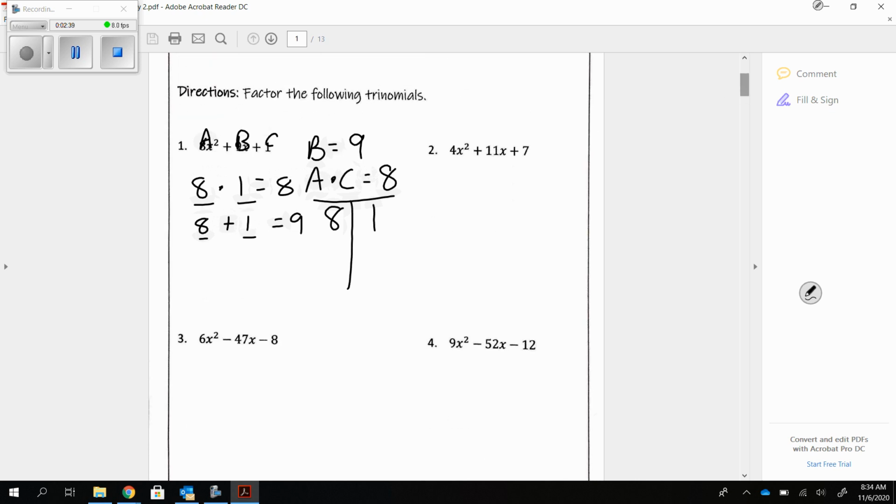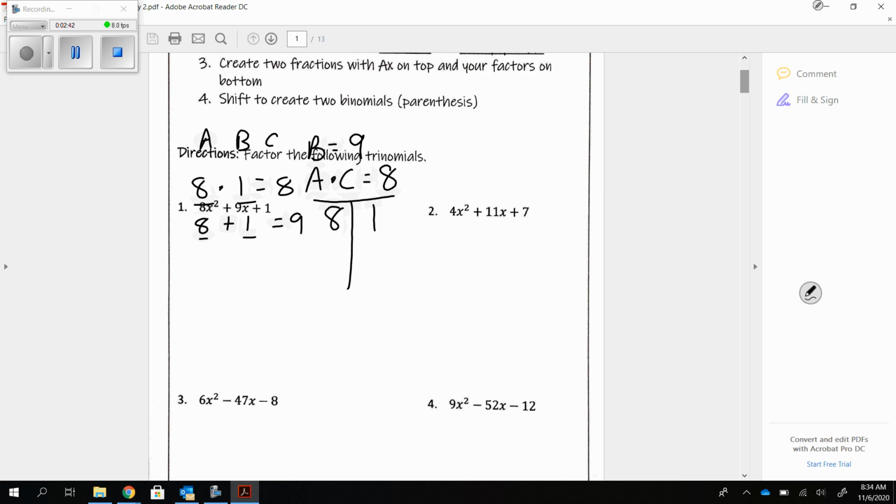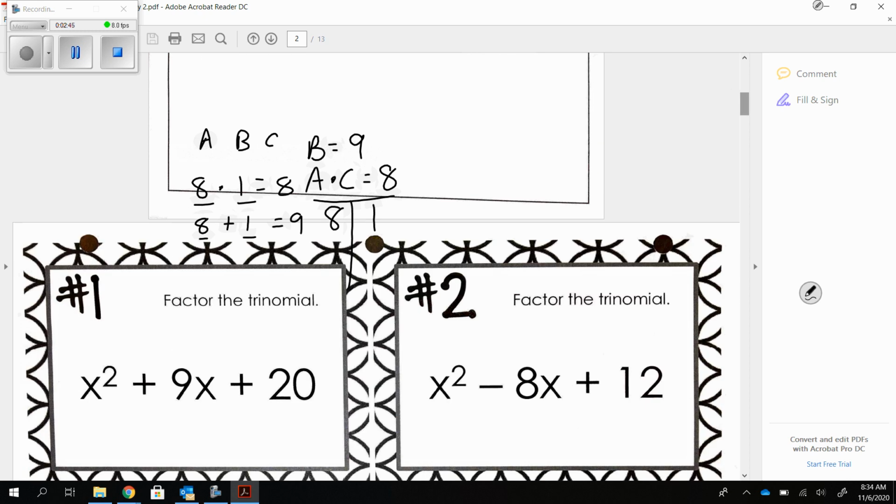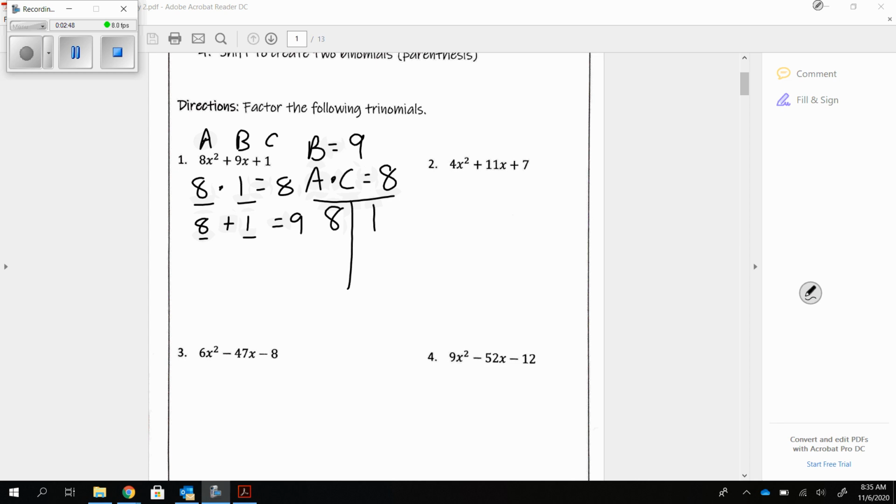So we know our ax is 8x, 8x. Then from here, we're going to take these two factors, this 8, and we're going to put it down here in fraction form, and we're going to take this 1 and put it down here in fraction form. And then we just simplify. Can these two cancel out? Yes. We have x plus 1. There's nothing else there. There's just an x, and then there's plus 1.